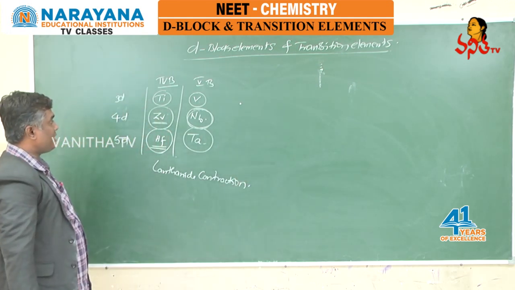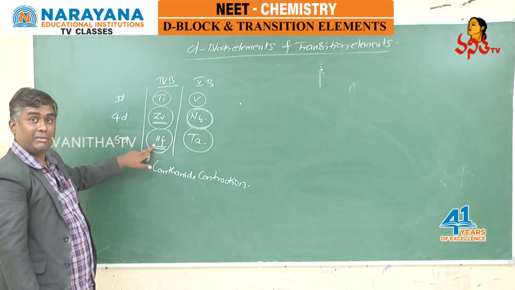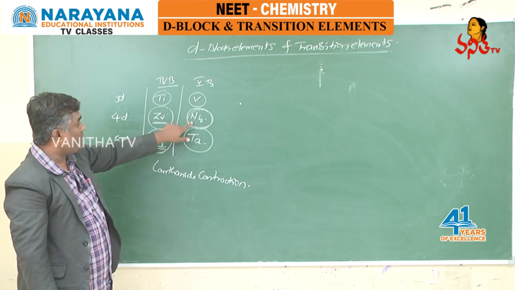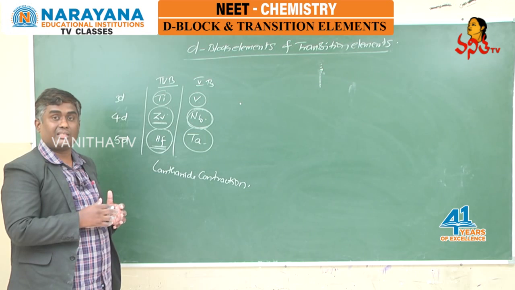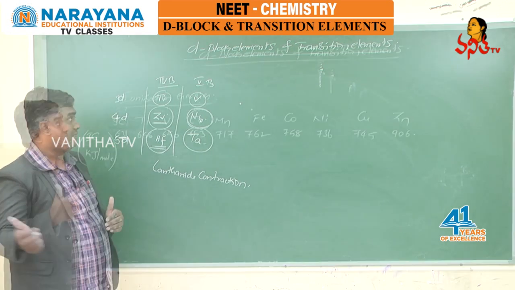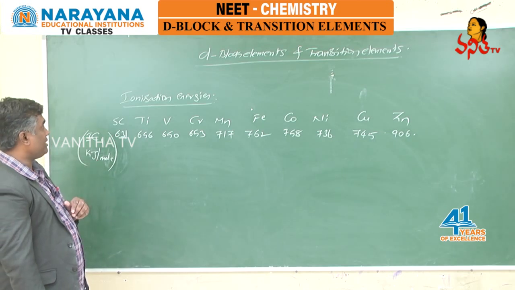Because of lanthanide contraction, zirconium, hafnium both are having similar atomic size, at the same time similar properties, and niobium, tantalum also because of lanthanide contraction they have similar atomic size, at the same time similar properties. Right. Our next property is ionization energies, comparing ionization energy, students.